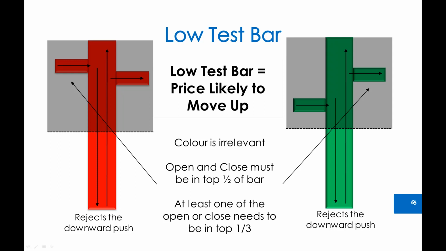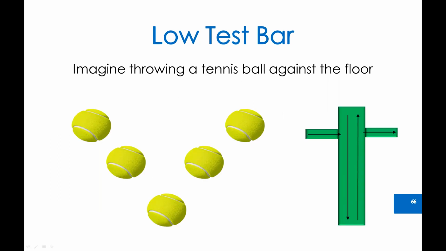The color is actually irrelevant, but the open and the close must be in the top half of the bar, and this is the strongest type of low test bar, and at least one of the open or close needs to be in the top third. The very fact that the right-hand side bar is green just means that the market closed slightly higher than where it opened. So if you imagine throwing a tennis ball against the floor, the downward pressure is rejected by the floor and springs up the other way.